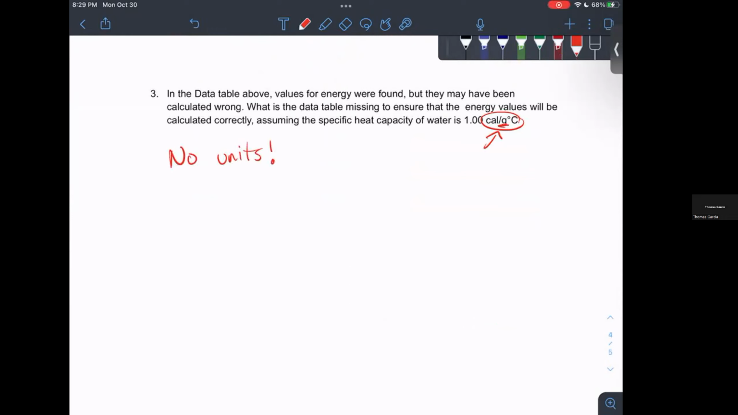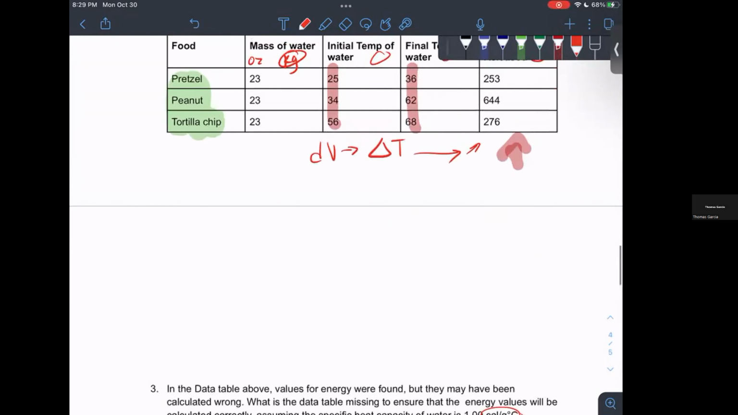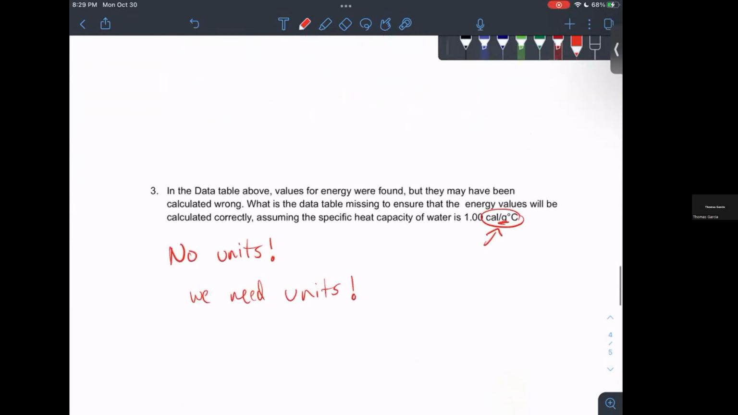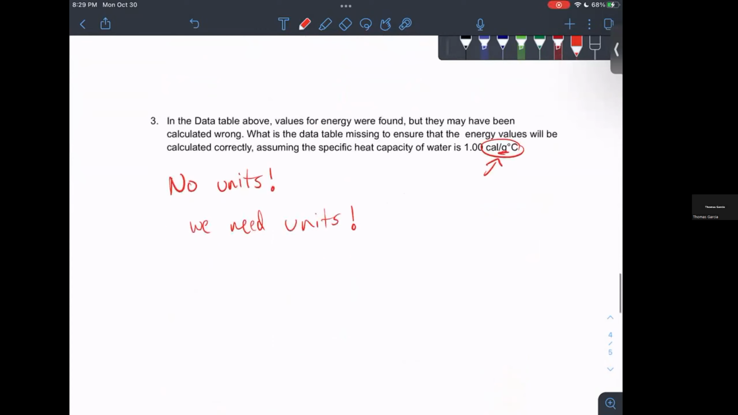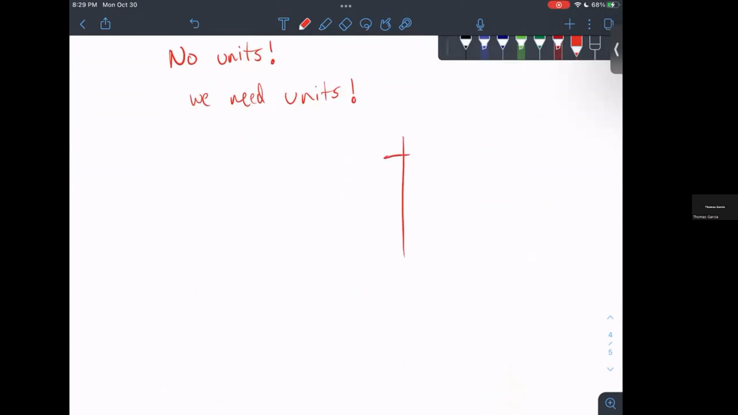That's going to be so wrong. We need to make sure that when we calculate our things that we have units. We need units. There's a lot of other things wrong with that data table. It's pretty basic. We don't have the mass of the foods. We don't have sources of error. And I might ask you for sources of error in our calorimetry setup. That was a really bad setup that we had, but it worked kind of okay.